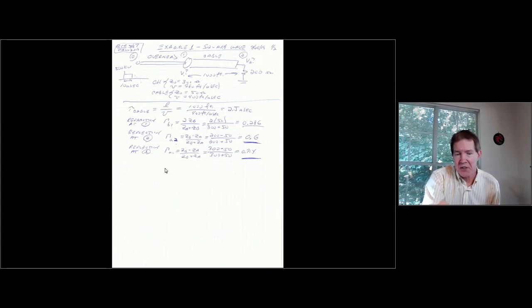Something else I could also calculate would be this: once the waveform hits the 200 ohm load, it's going to reflect back toward the overhead, and there's going to be another reflection coefficient at 0.1, which is ZB minus ZA over ZB plus ZA. Now in this case, ZB is the overhead, ZA is the cable. So 300 minus 50 over 300 plus 50 is 0.714.